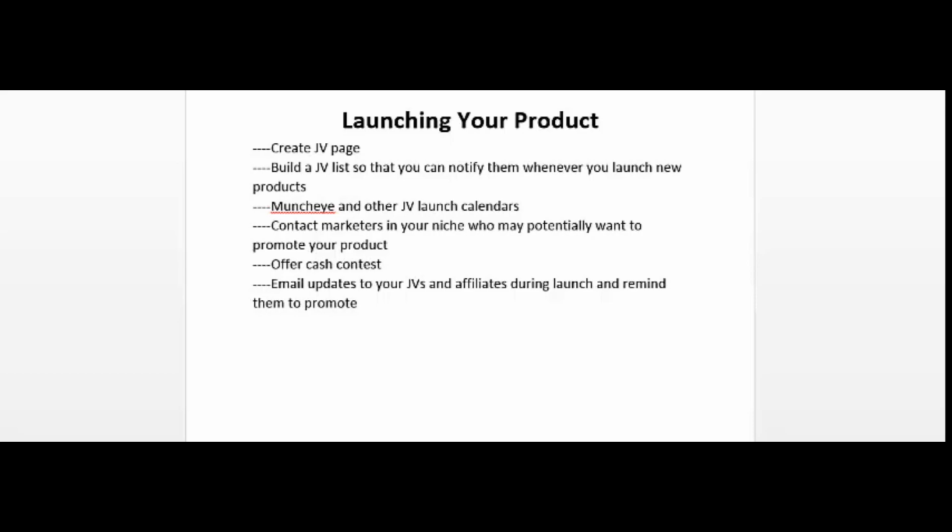Okay, now on your JV page, you also want to have an opt-in form because you want to build a list of JVs and affiliates so that in the future, when you have other product launches, you can easily notify them. They don't have to go out looking for you. You can just notify them of your upcoming product launch. You also want to contact other marketers in your niche who may potentially want to promote your product.